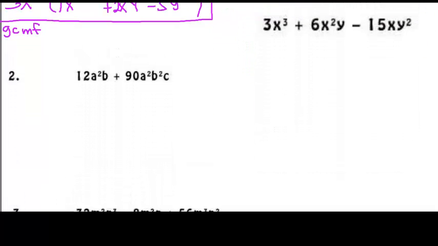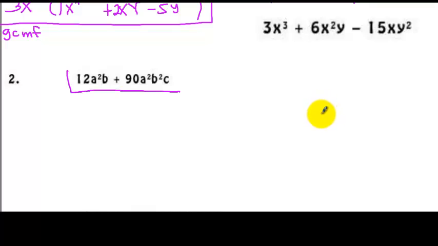Alright, example number 2. Let's first find the GCF of 12 and 90. For some students, they can easily get the GCF of 12 and 90, and they will say it's equal to 6. Now, for some of us who can't figure out the GCF right away, we can just start by finding a prime number that can divide 12 and 90. So 2 will work.